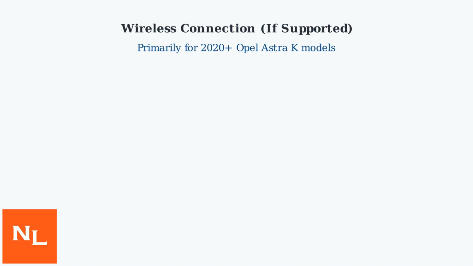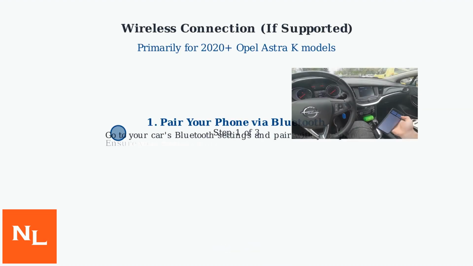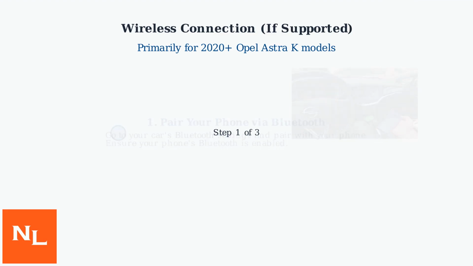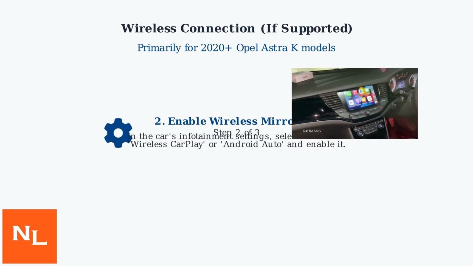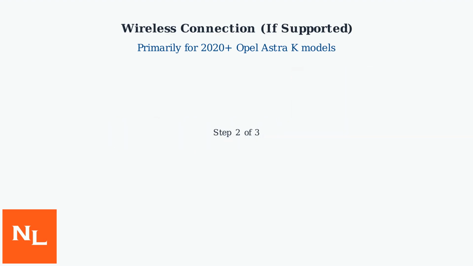If your Opel Astra K supports wireless connectivity, which is primarily available in 2020 and later models, begin by pairing your phone via Bluetooth. Go to your car's Bluetooth settings and connect to your phone, making sure Bluetooth is enabled on your device. Next, enable wireless mirroring in the car's infotainment settings. Select the option for wireless CarPlay or Android Auto and turn it on. This allows your phone to connect without cables.